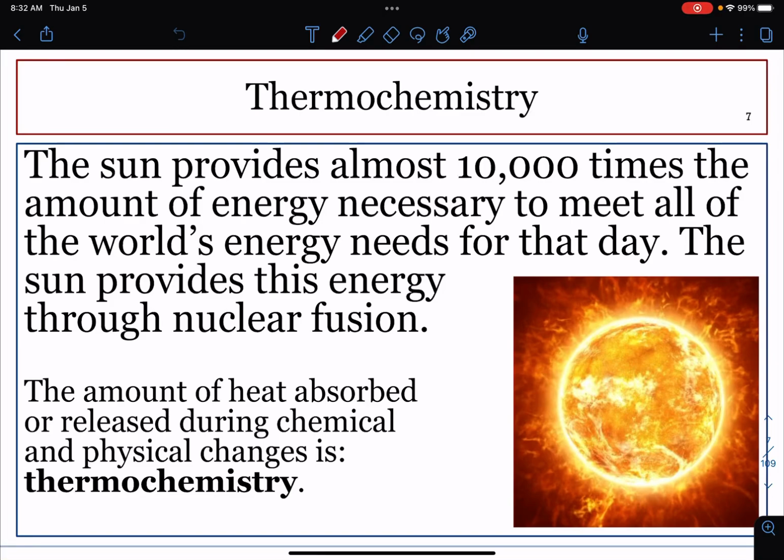In this video, we will begin our study of thermochemistry, where we will learn about the amount of heat either released or absorbed during physical changes, which are phase changes, or during chemical reactions.